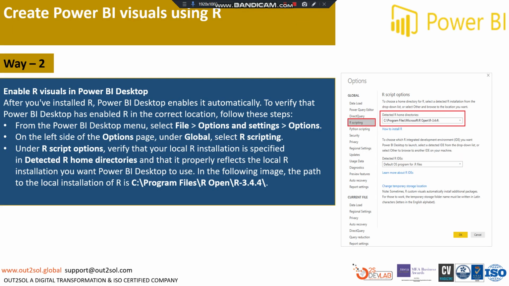The second way of doing AI predictive analysis, or you can say forecasting, is to create Power BI visuals using R scripting.